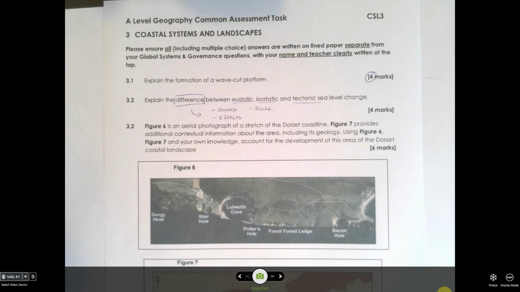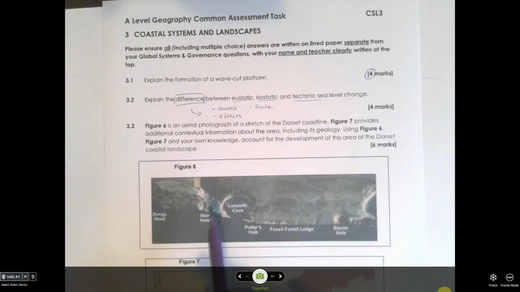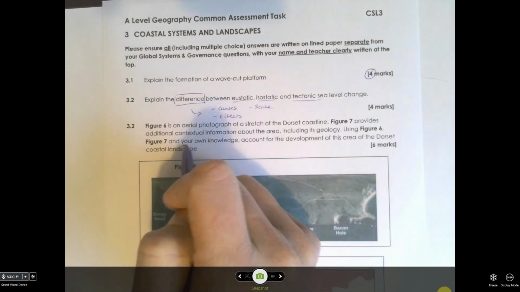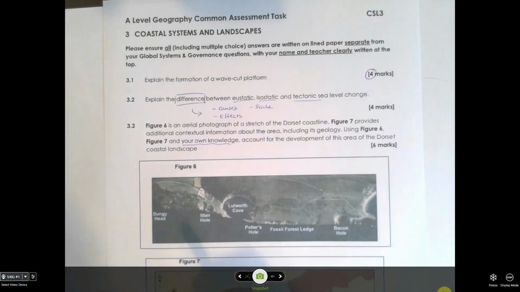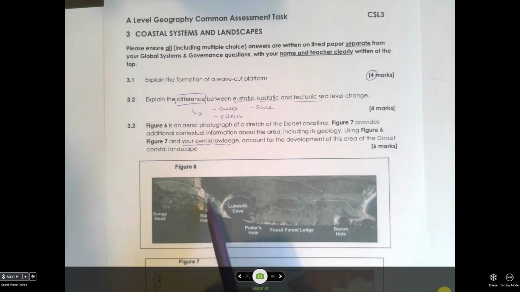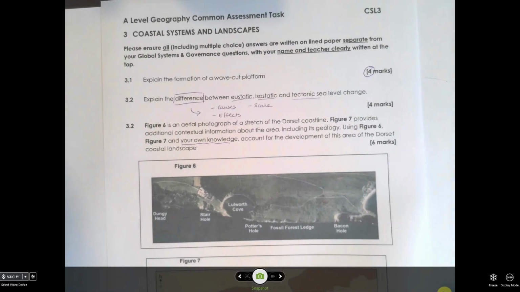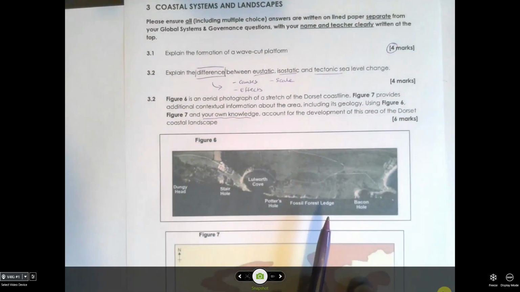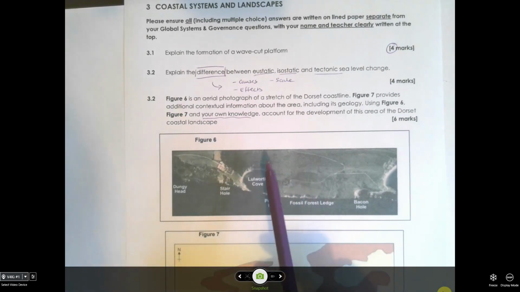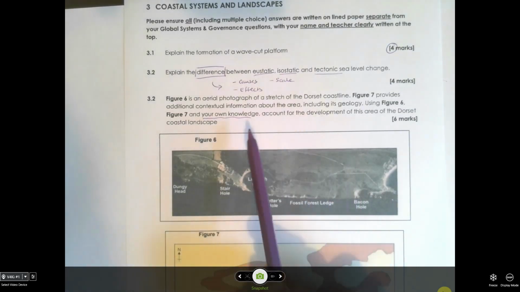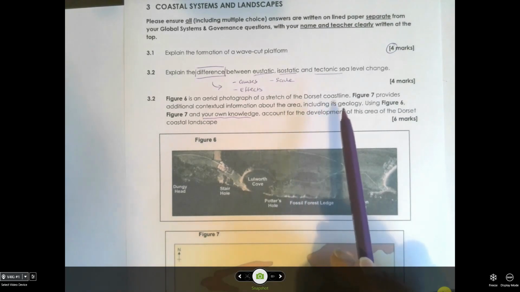Then on to the final question. So a six mark question, this one of the second style of six markers where it asks for your own knowledge. So you want to be able to take some things from the figures and make sure that you expand on those things with your own understanding. Two figures that we've got in this question. Figure six, an aerial photograph of a stretch of the Dorset coastline, so somewhere nice and close to home for us. And figure seven provides additional contextual information about the area, including its geology.